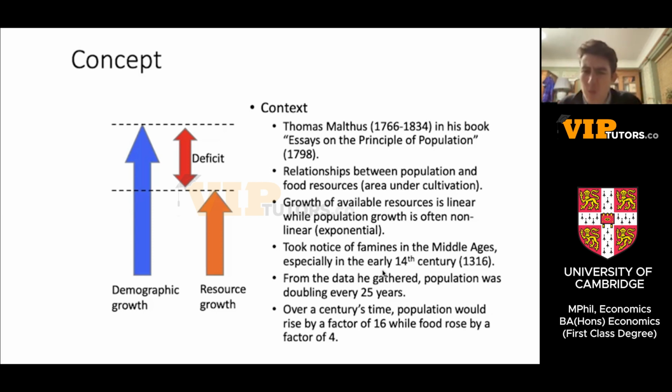But this is way too abstract, although at the bottom it does make a nice bit of sense. Over a century's time, population would rise by a factor of 16, while food would only rise by a factor of 4. But this is too abstract. So I'm going to switch us over to the whiteboard for a second, so let me show you exactly what we're talking about here.